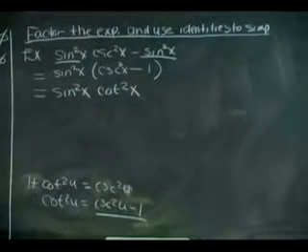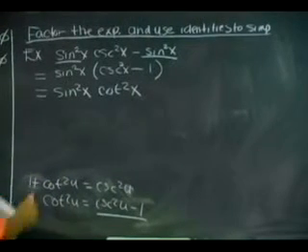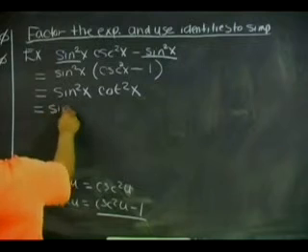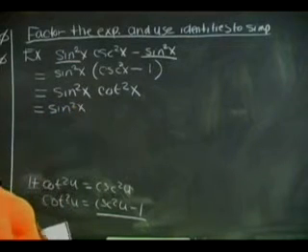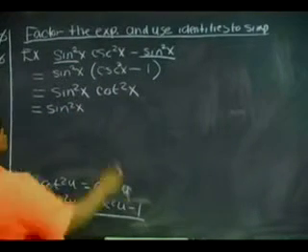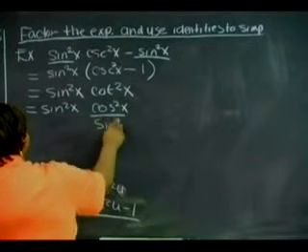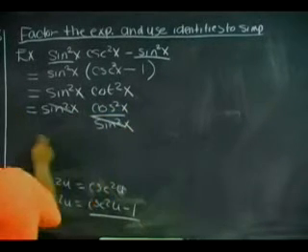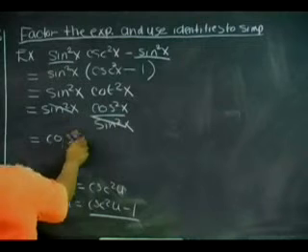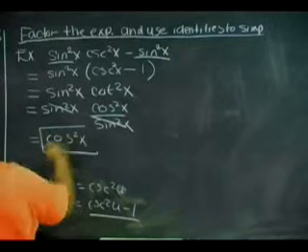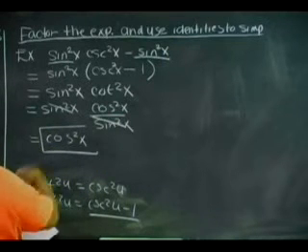And now I can simplify this a little bit. Because what is cotangent? Quotient identity: cotangent is cosine over sine. And here we're dealing with squares, so cosine squared over sine squared. That cancels with the sine squared, and I'm left with cosine squared x.